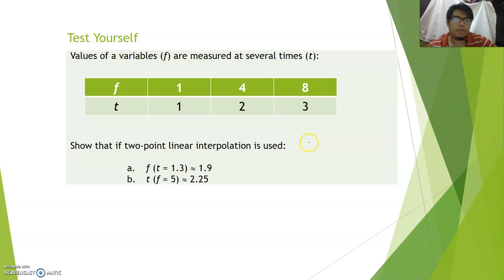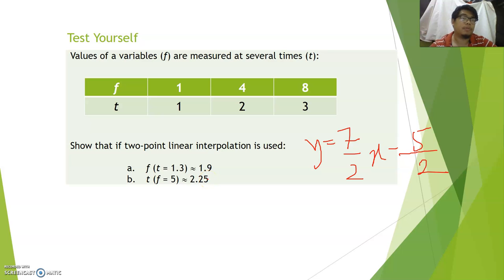So for this one, you should get the equation of this graph, y equal to 7 over 2x minus 5 over 2. Then what you need to do is plug in this number 1.3 in this question, and you will get the answer. Try to discuss with your friends, or you can work by yourself, and we will discuss it in our tutorial.